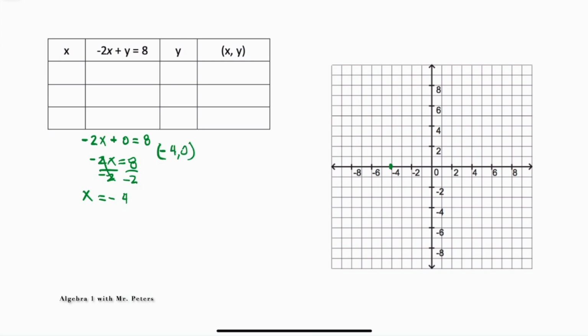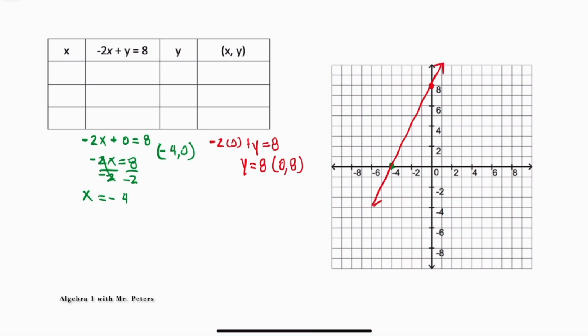So that's right here. Now if we go back and repeat this process, but make x 0, we're going to get y is equal to 8. So our ordered pair is 0, comma 8, which would be up at the top. So right here, we could be done with this problem. And we could draw a line through both of these points.